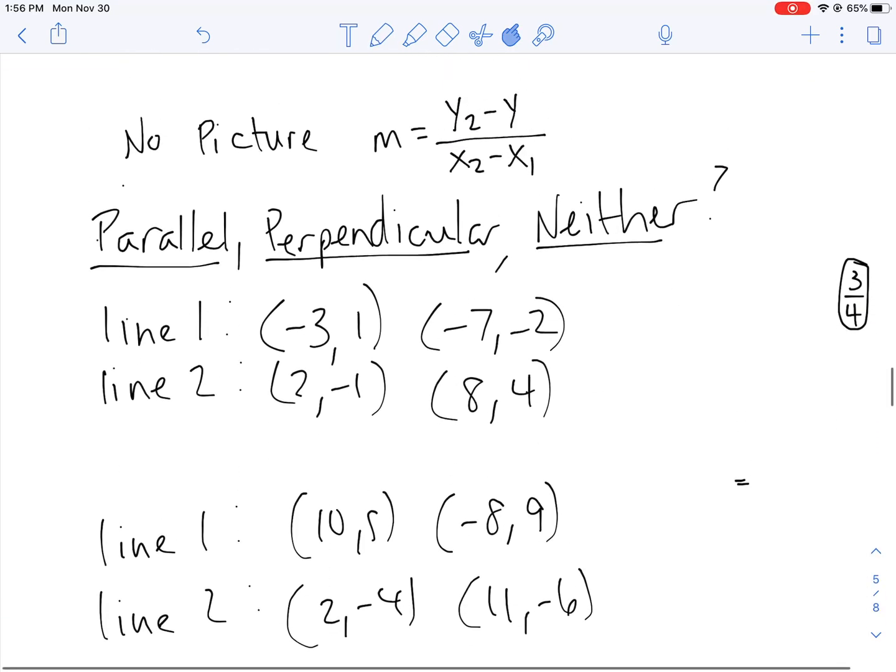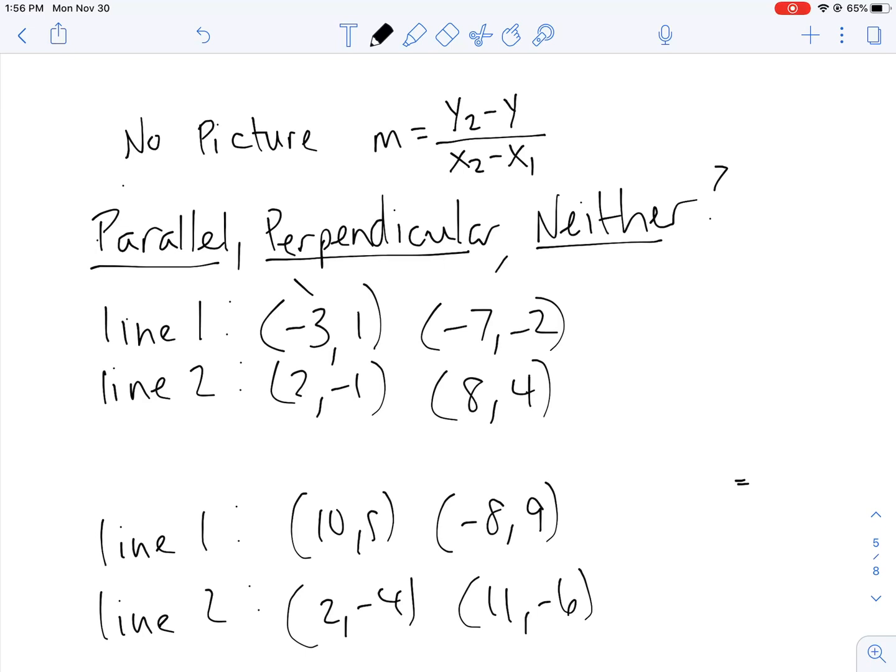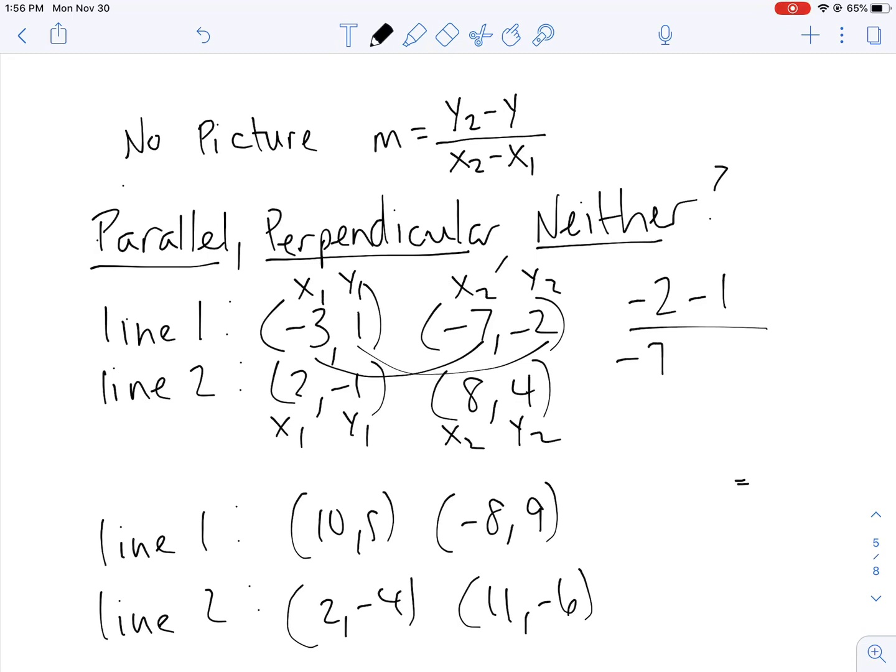Now let's write some equations. Or, let's actually look at some with no picture. So just a reminder, this is your first x, first y, second x, second y. First x, first y, second x, second y. So we go negative 2 minus 1, y2 minus y1, over x2 minus x1. So that's negative 3 over negative 4, which is 3 over 4.